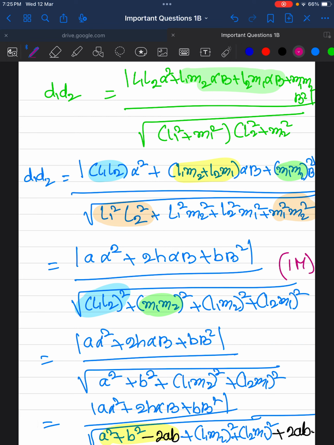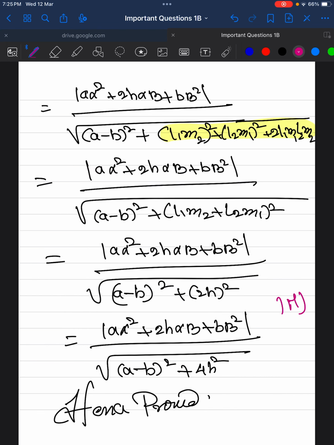Substitutions 5. Denominator substitution 6. Finalization 7. Okay, like this we'll get. Now, I'm going to teach you one problem from pair of straight lines. One problem, which is the most important question, which I'm going to teach you now. Okay. Let me take the problem.